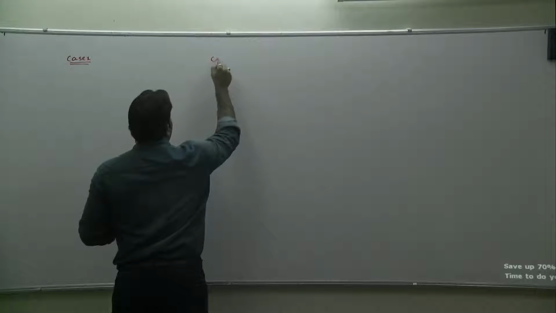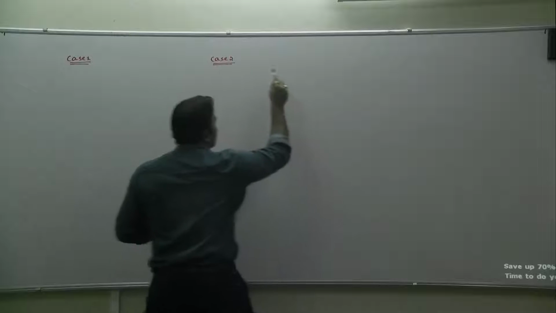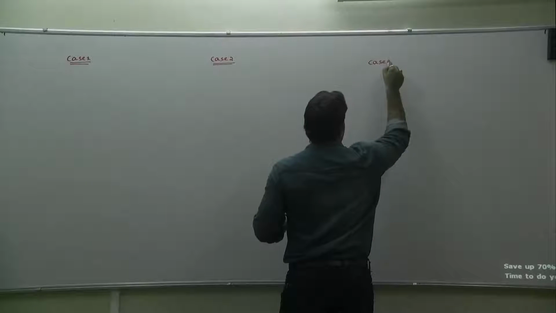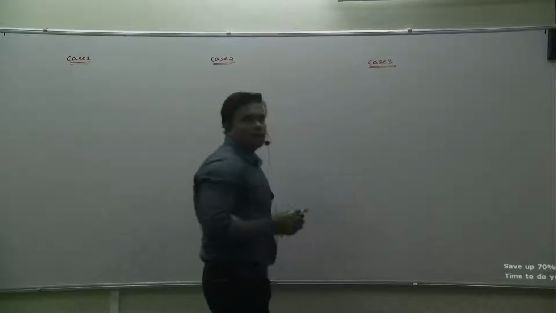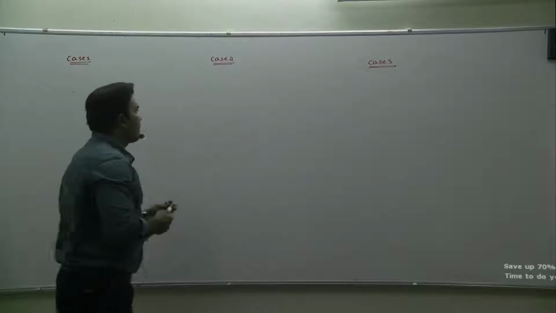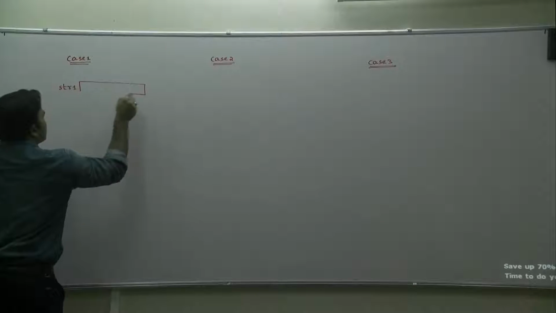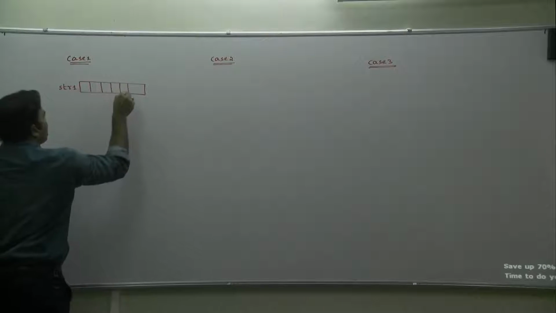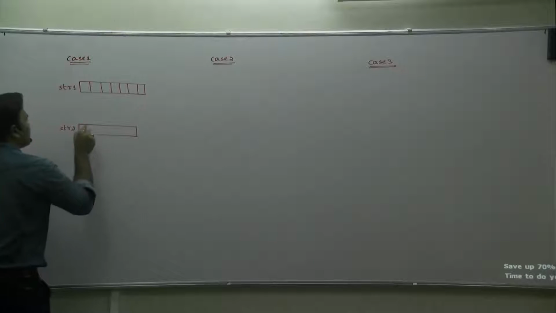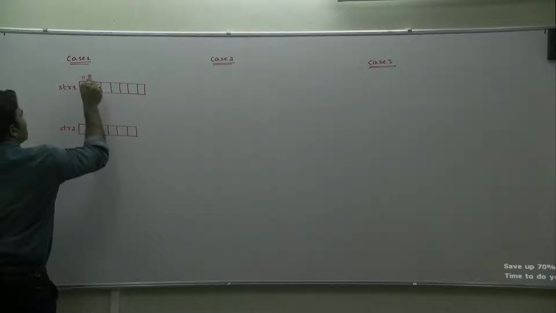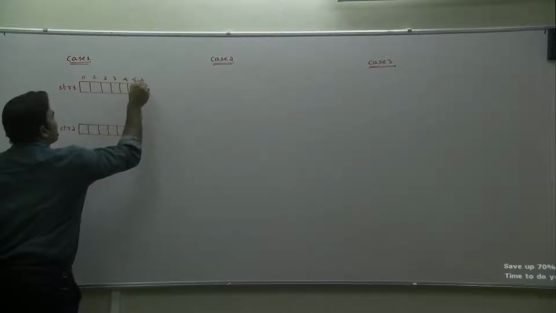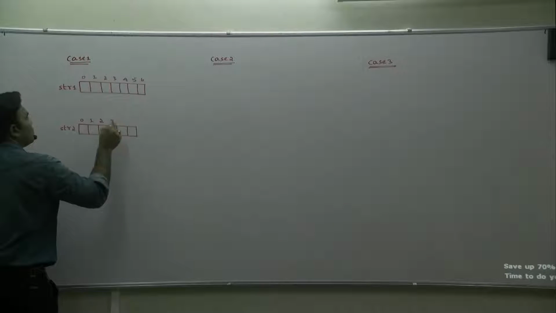This is the case 1 that I would be discussing. This would be the case 2 that I will discuss, and this is the case 3 that I would discuss. Understand the three cases carefully. If I have to compare, I have to have two strings. This is the first string, 1, 2, 3, 4, 5, 6, 7 locations. This is the second string. This is 0, 1, 2, 3, 4, 5, 6. Maybe this is 0, 1, 2, 3, 4, 5.